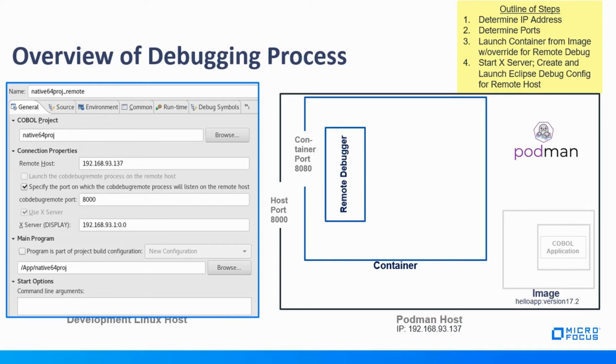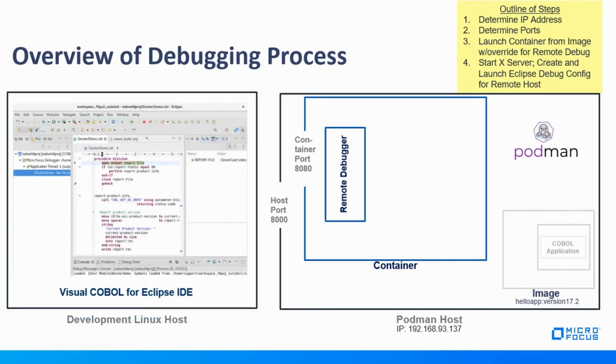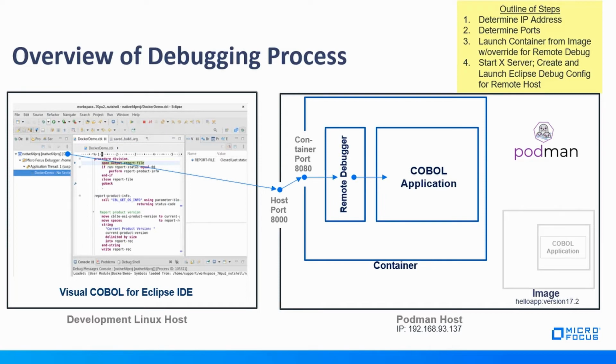Under Xserver Display, we'll specify the IP address and display number for the Xserver we started. In my case, I've started an Xserver on my Windows desktop. Finally, we need to specify the name of the main executable program for our COBOL application. Because it will be running inside the container, we'll specify the file spec for this file as it exists inside the container. When we launch the debug configuration, the Eclipse debugger will connect to the remote debugger process and launch the COBOL application under control of the debugger.